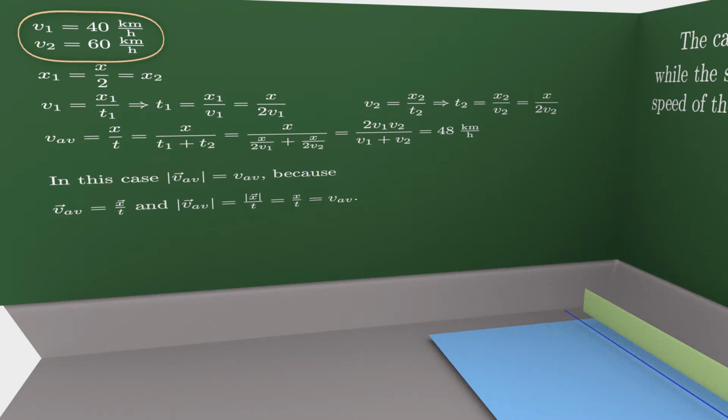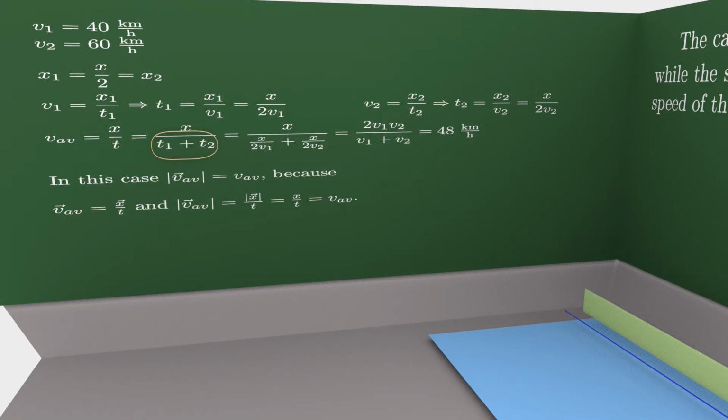So let's see the calculations. x is the full distance, and distances x1 and x2 are equal to x over 2. Average speed is distance over elapsed time, but elapsed time is equal to t1 plus t2, where t1 is for the first half and t2 is for the second half of the motion. Now we need to find those two times.